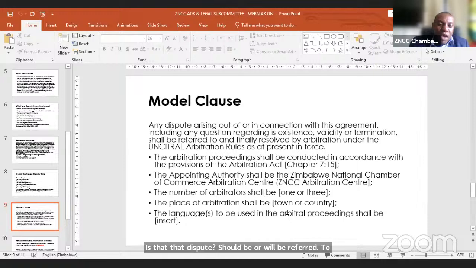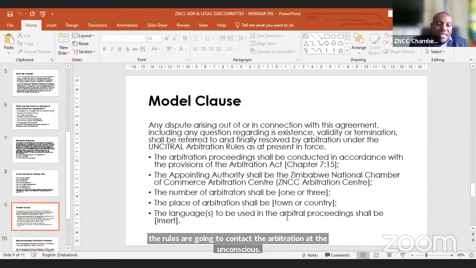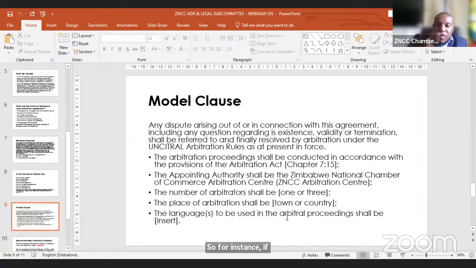And when it's being referred to arbitration, the purpose of the arbitration is to finally resolve the dispute between the parties. And here we're also identifying or choosing applicable rules of conduct for the arbitration, that the rules that are going to conduct the arbitration are the ancestral rules. So for instance, if the ZNCC has arbitration rules, you can then insert there the ZNCC arbitration rules.